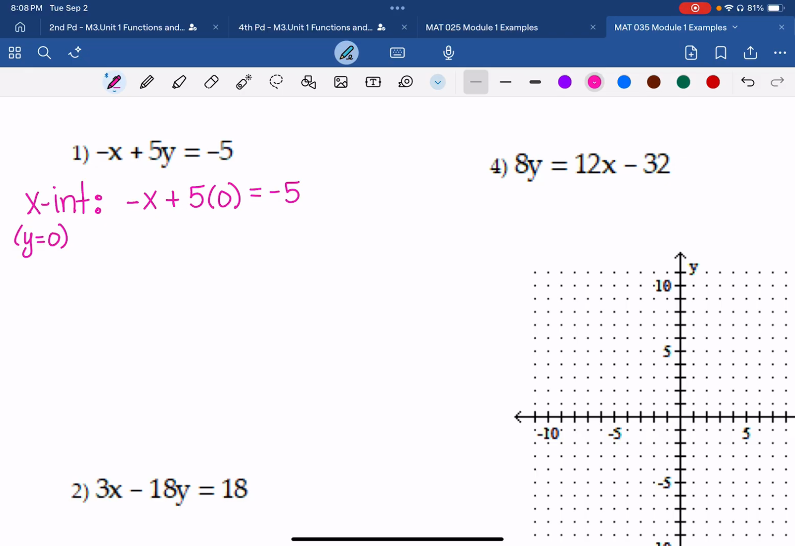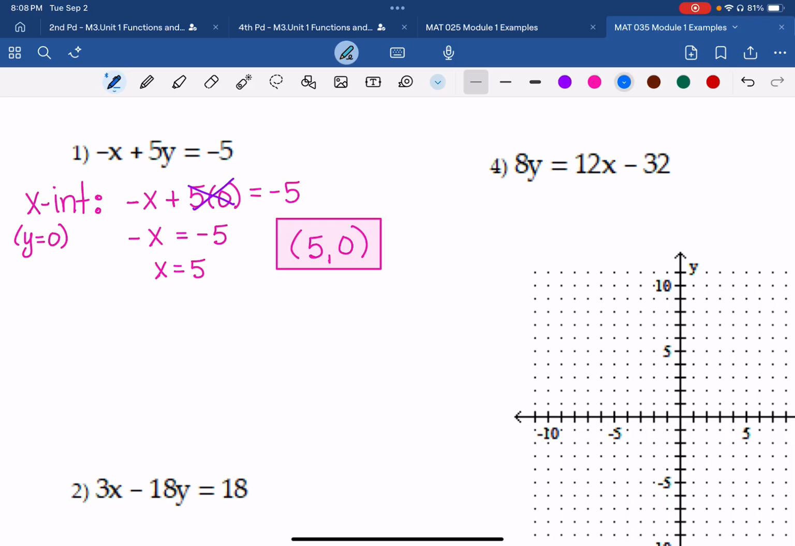Well, when I plug in a 0 for my y, 5 times 0 is just 0. And so I end up with negative x equals negative 5, because this value here, that's 0, is going to go away. And so then x equals positive 5, because you can divide by negative 1. And so my x-intercept is 5, and the y value is 0, and that would be the ordered pair.